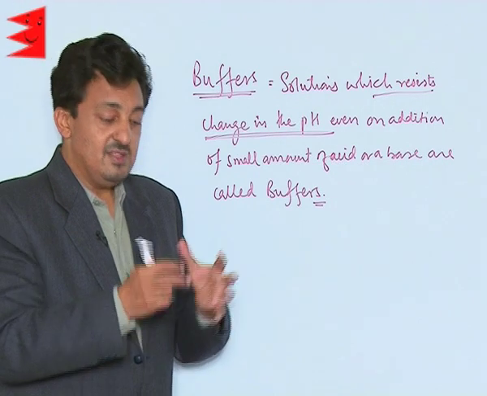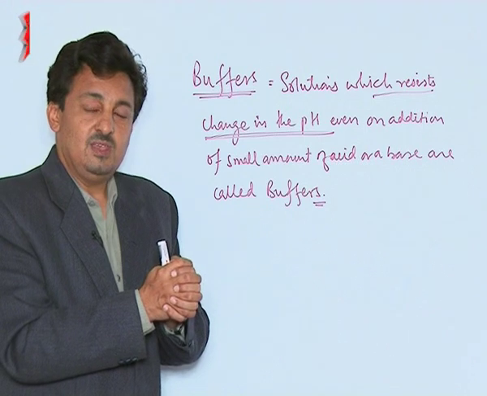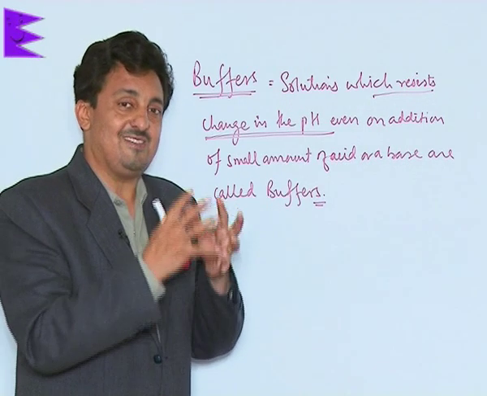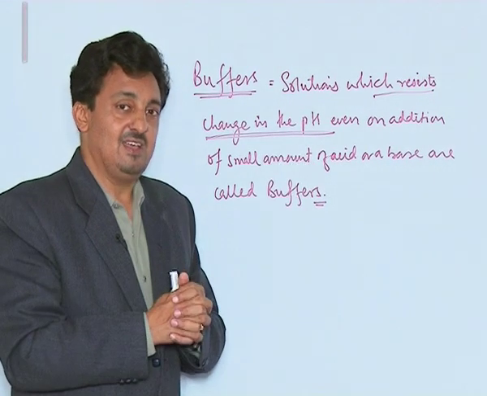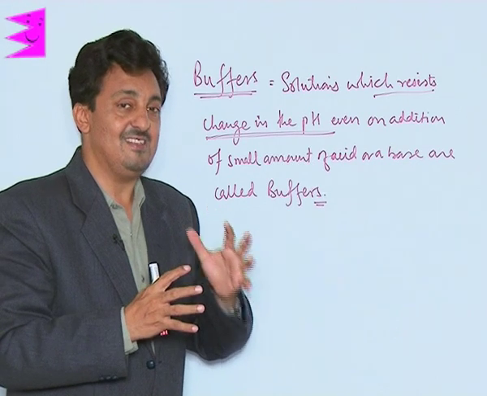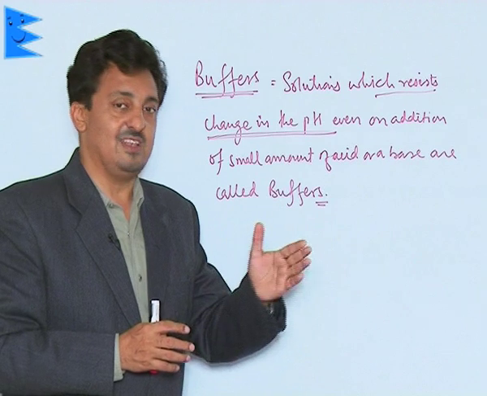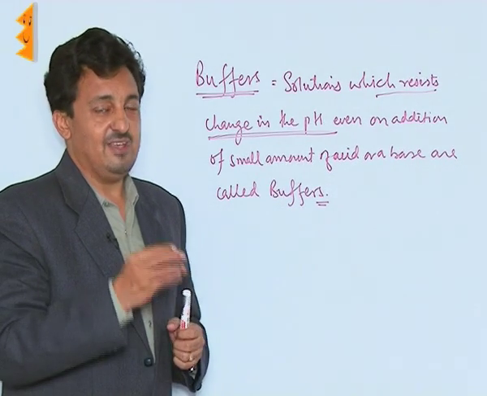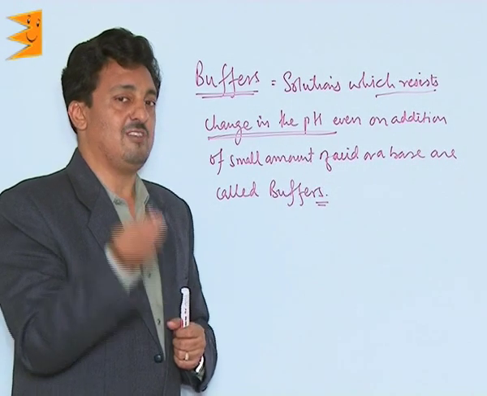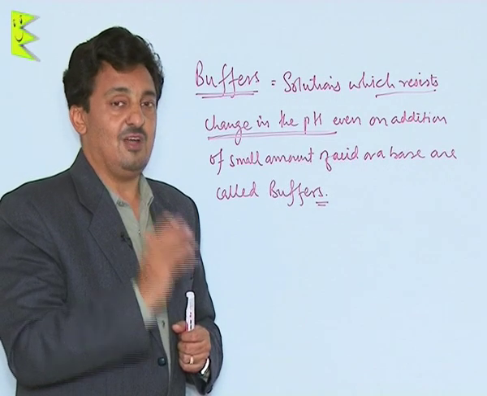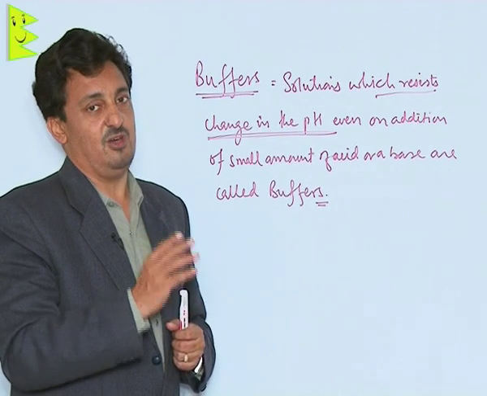The reason is their mixture is such that they can consume whatever H ions and OH ions are added, and they never let the H ion and OH ion concentration change. Only if it goes beyond a certain limit does it get changed. Otherwise, the addition of a small amount of acid or base does not affect the pH of these solutions.